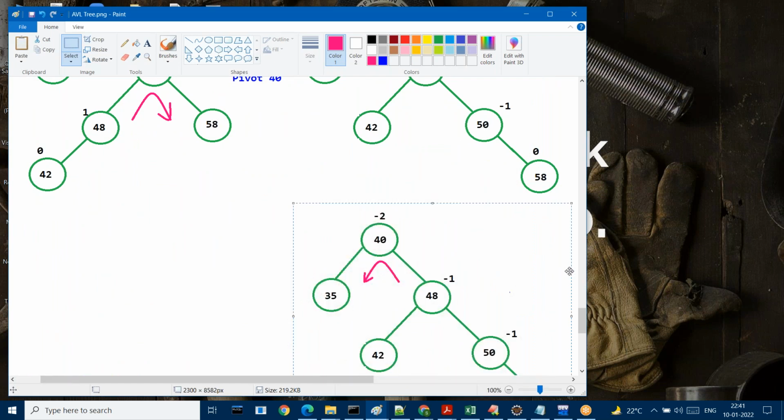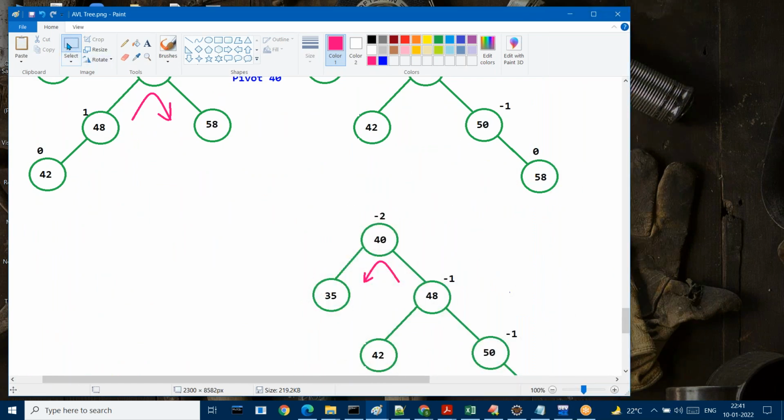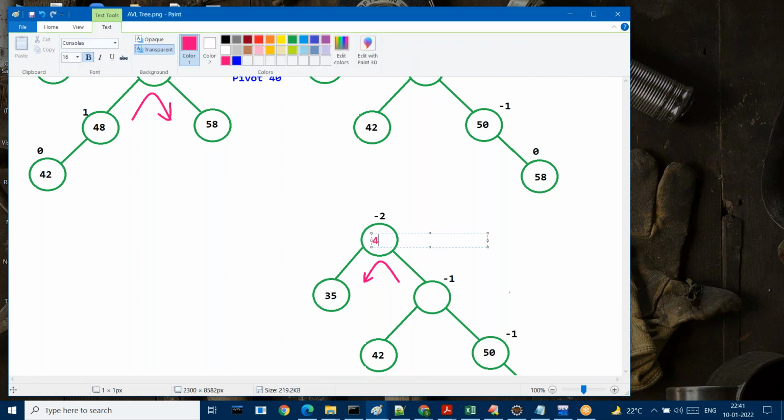If 48 is coming at the root, sir, what will happen? Sir, 40 and 42 both will go one step downwards. Both will go one step downwards. I bring 48 here.